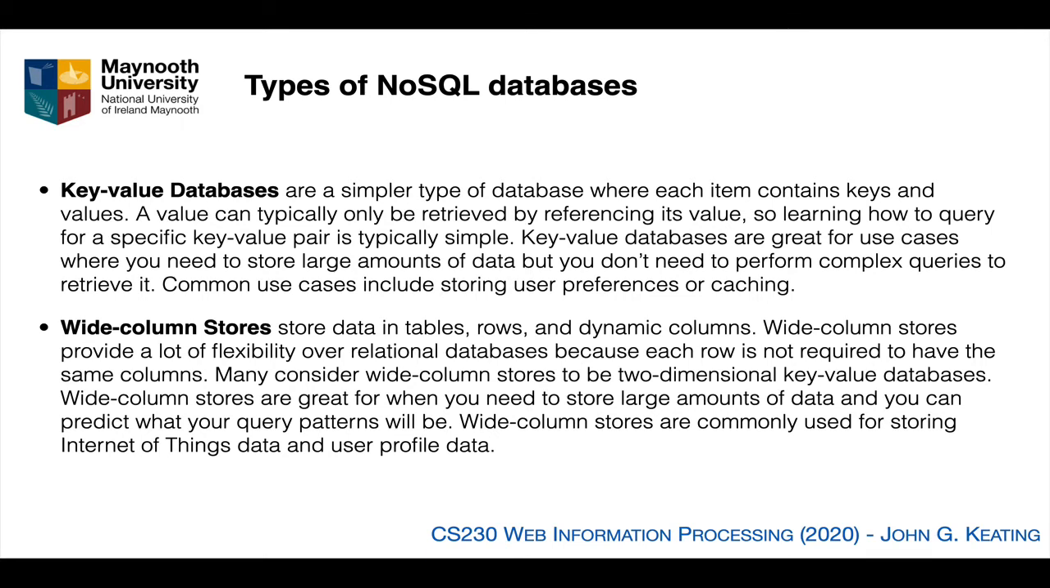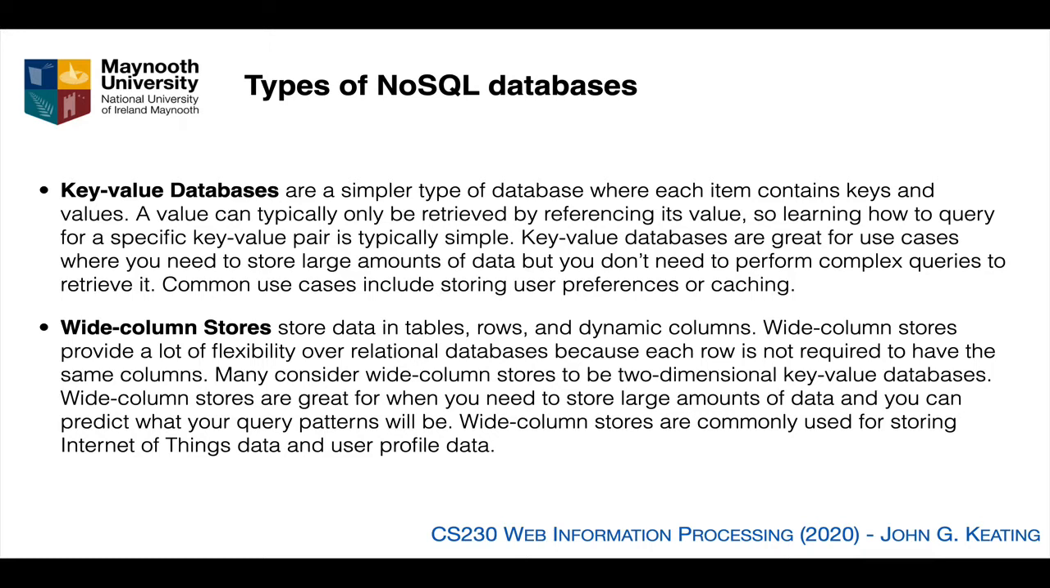So key value databases are a simple kind of database where every item contains keys and values, and you've seen this because of all the JSON stuff that you've been doing. The value can typically only be retrieved by referencing its key. So learning how to query a specific key value pair is typically simple. Okay, key value databases are great for use cases where you have to store large amounts of data, and you don't need to perform complex queries to retrieve them. For example, storing user preferences, caching, all that kind of stuff.